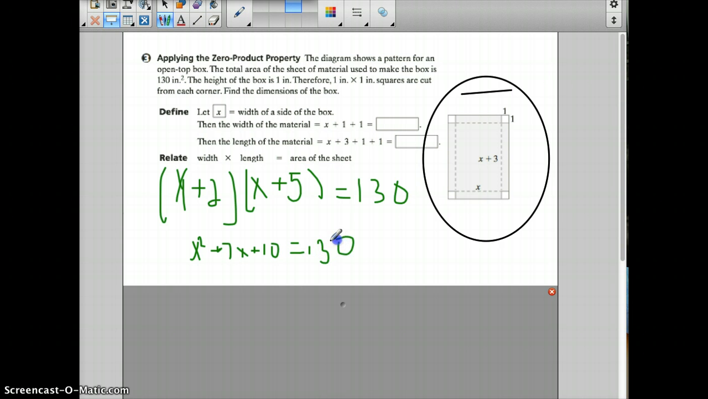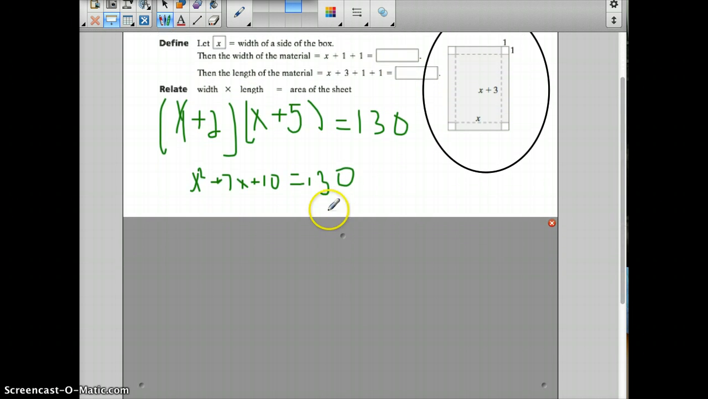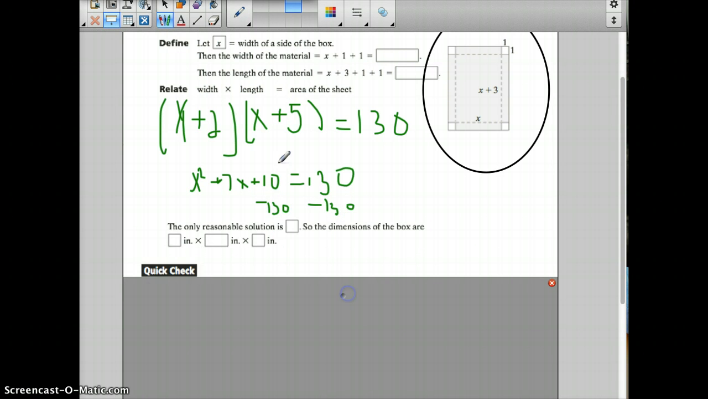Now, in order to solve by factoring, we have to have our equation equal 0, and it doesn't. So in this case, we're going to have to subtract 130 from both sides so that we now have it equal to 0. I'm running out of space here. So we end up getting x squared plus 7x minus 120 equals 0. So now we need to think of factors of 120 that have a difference of 7.